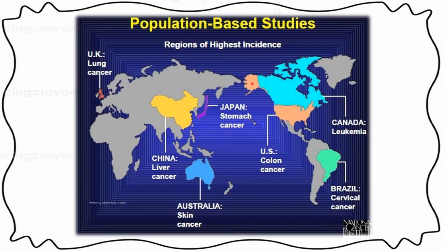Okay, in China, there is a high incidence of liver cancer. In Australia, skin cancer. In Japan, stomach cancer. While in US, colon cancer. In Canada, the dominant cancer is leukemia, while in Brazil, cervical cancer. So again, this type of cancer depends on the lifestyle or on the factors that we had discussed in the previous slides.